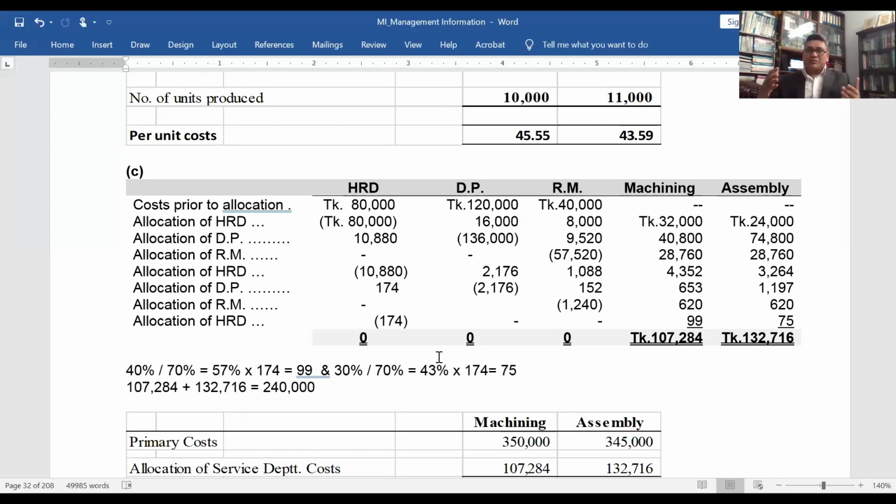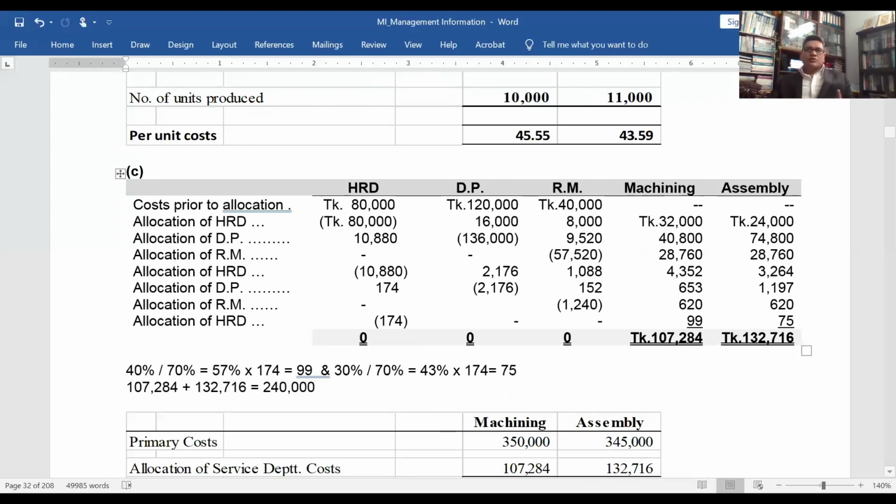Now comes the reciprocal method. So what is the main theme of the reciprocal method? We have seen in the step down method, if a service department's cost is once allocated, then another service department's cost never comes to allocate in that service department; it is closed. But the reciprocal method is not closed. So after allocating one service department's cost, another service department's cost may again allocate within that service department. So this is called the reciprocal method.